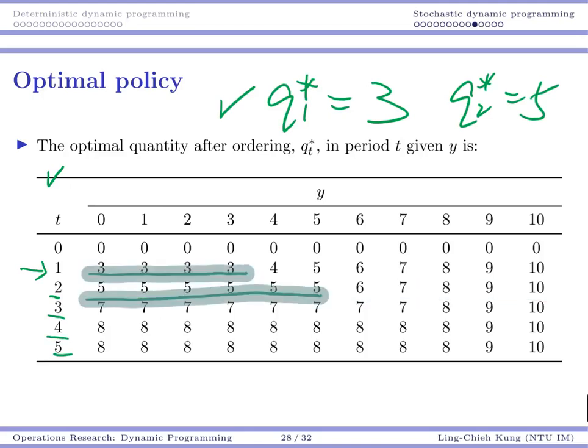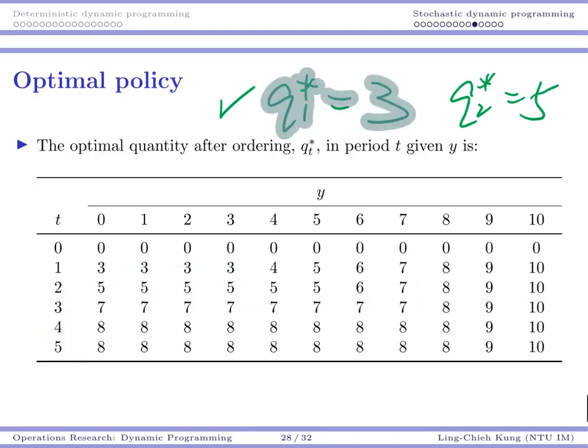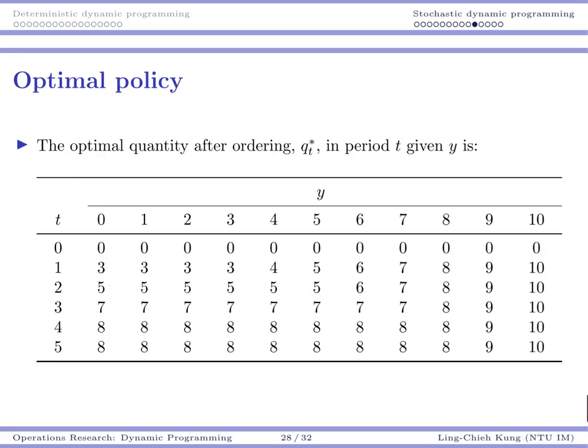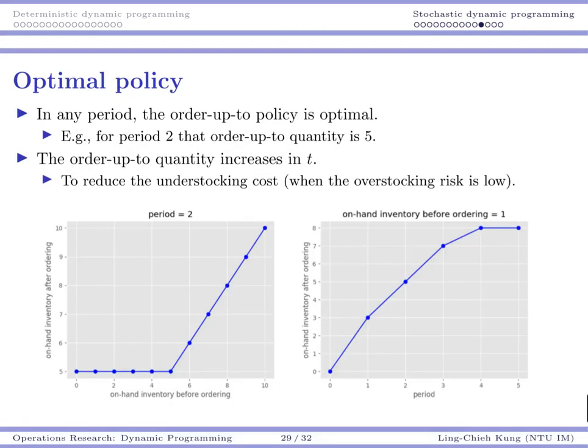So you can see that we can find optimal solutions for each period. We may also see that in each period, the order-up-to policy is actually optimal. For every period, we can find that order-up-to quantity. If your inventory is less than that, fill it up. Otherwise, don't do anything.